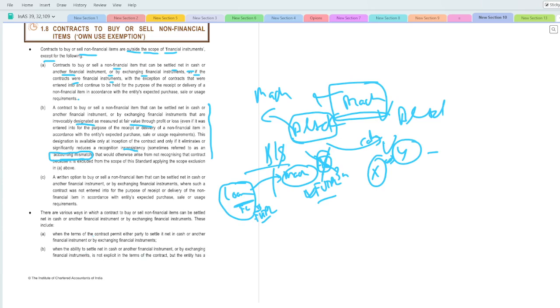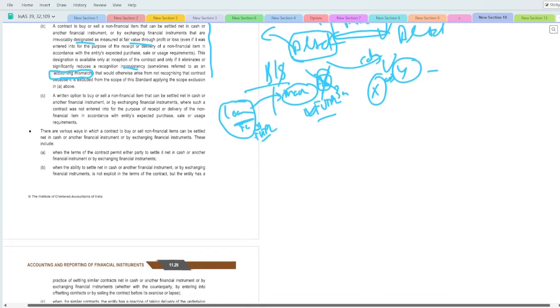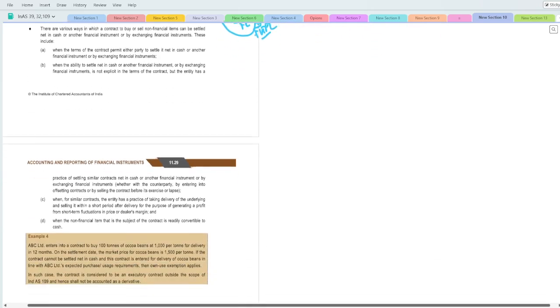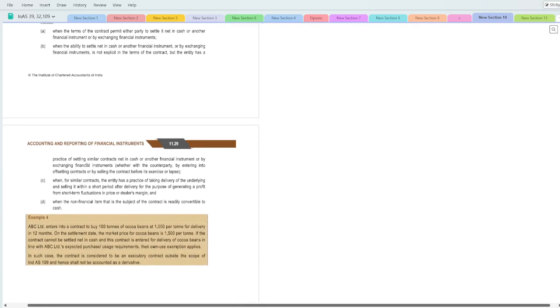Second, when the ability to settle net in cash or another financial instrument by the exchange is not explicit in the contract, but the entity has a past practice of settling similar contracts net in cash or another financial instrument, or by exchanging the financial instrument by entering into an offsetting contract or selling the contract before its exercise or the lapse. Okay, so this also talks about net settlement.